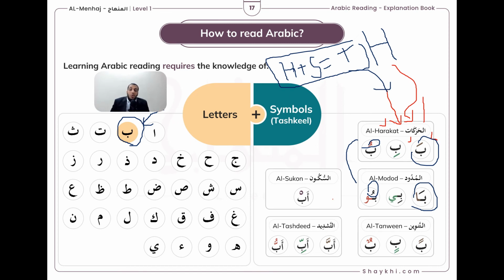Okay, so I think now we finished this point, how to read Arabic. But to further clarify the importance of knowing the letters and the symbols together, we have some points here also to add. So let's figure them out.